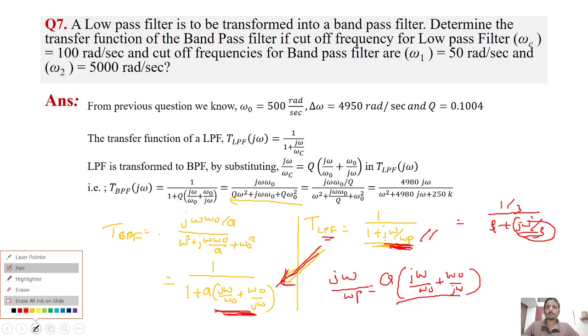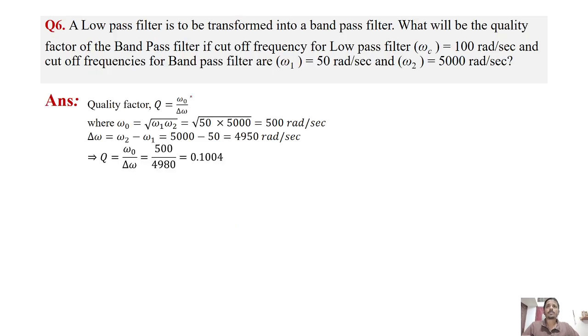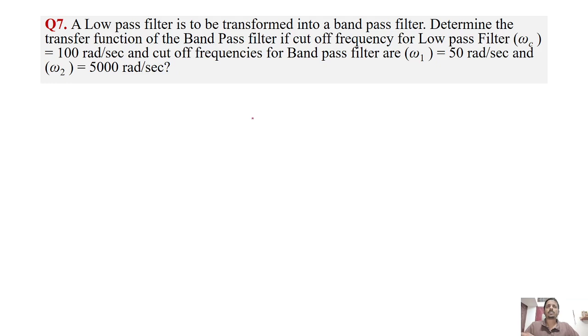Okay, so I assume it is clear. We'll go to the next question. The previous question was to find the quality factor, Q factor, and the next question is the same question.